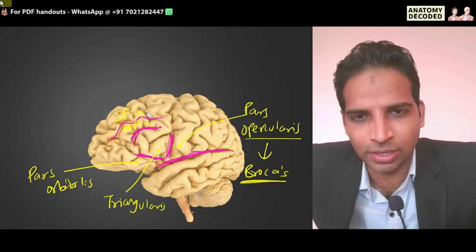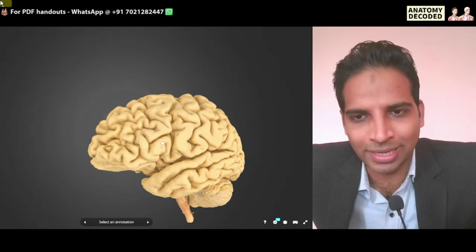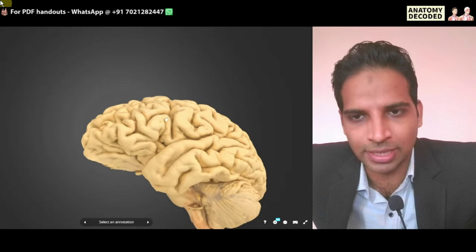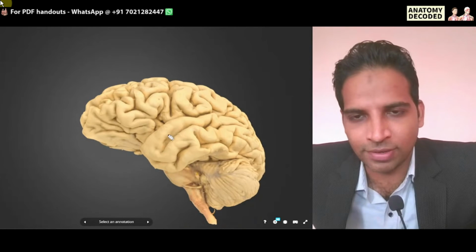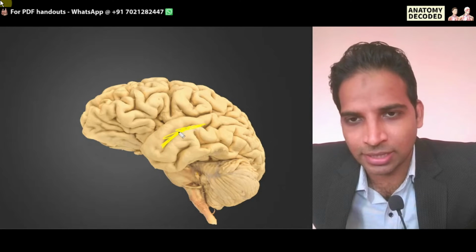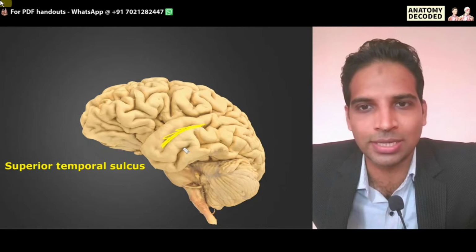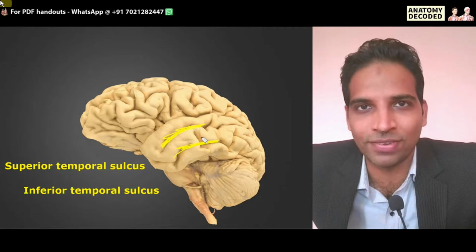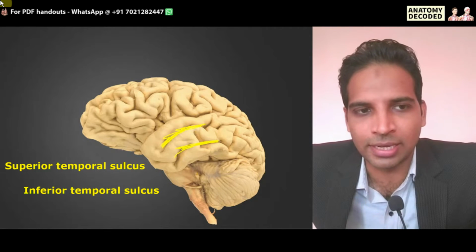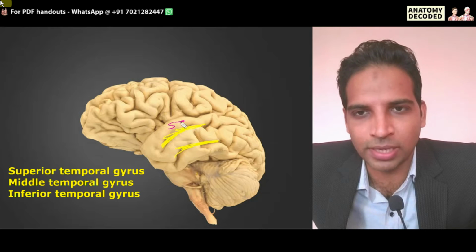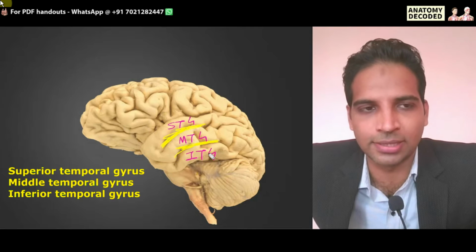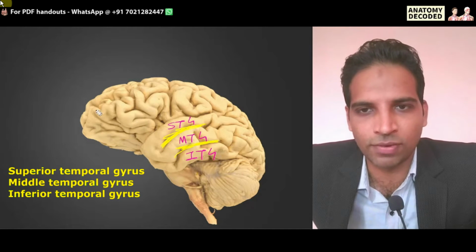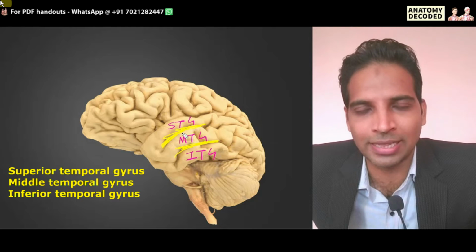Just like the frontal lobe has three gyri, similarly the temporal lobe also has three gyri separated by two sulci. Let's see that. So here we can see the temporal lobe. Let's identify the sulci and gyri. This sulcus is referred to as the superior temporal sulcus. This sulcus is referred to as the inferior temporal sulcus. The gyri above and below them are the superior temporal gyrus, middle temporal gyrus, and inferior temporal gyrus. So similar to the frontal lobe, the temporal lobe has two sulci and three gyri.